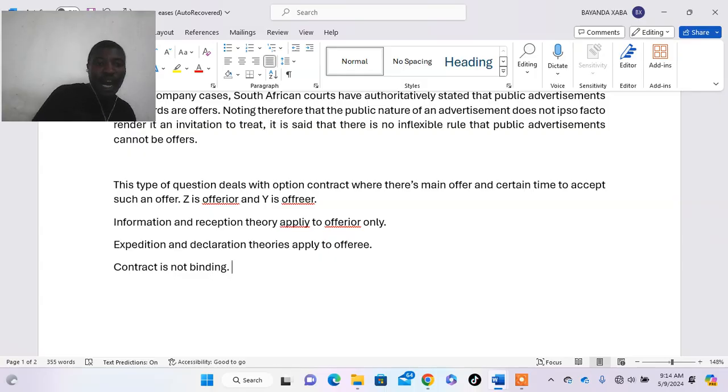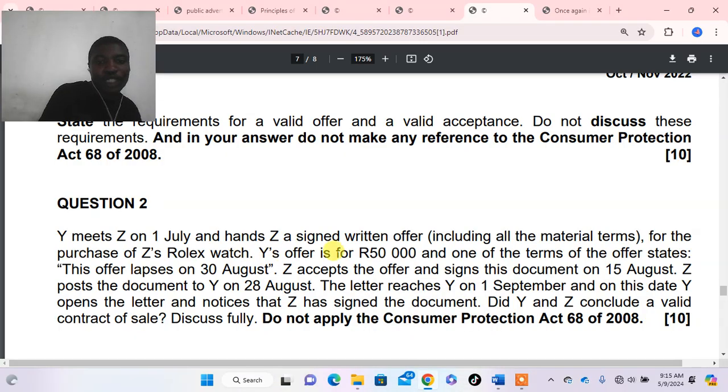Okay, let's change. If Y was the offeree and Z is the one that offers to Y. Then if Z signed the contract and handed the contract to Y, the contract will have been signed and come into being on the 15th of August, if they are together. If the contract will have come into being by the post, which we call expedition, on the 28th of August. Therefore, the contract will have been binding.